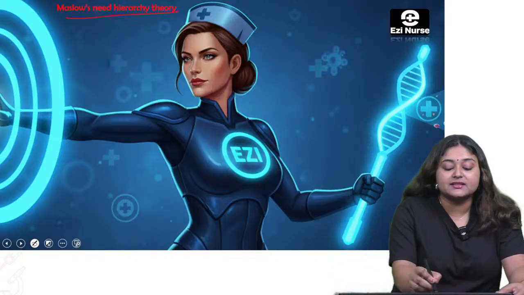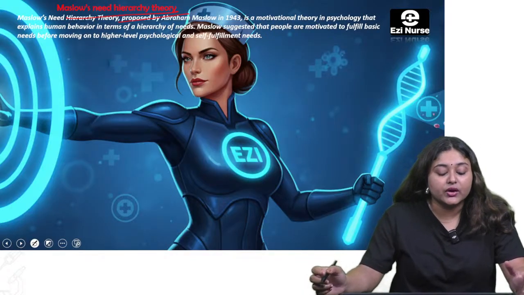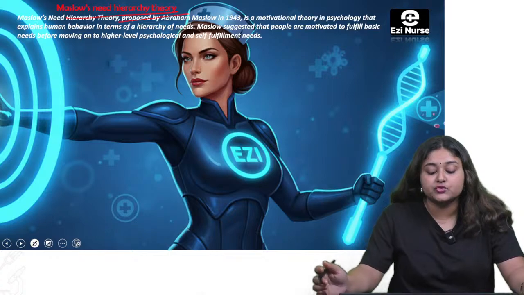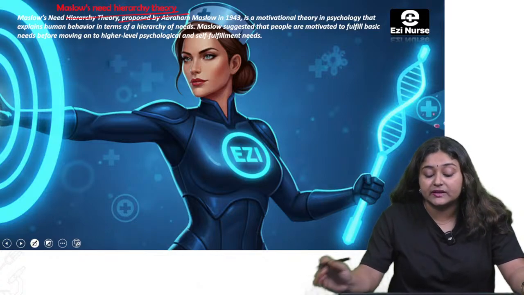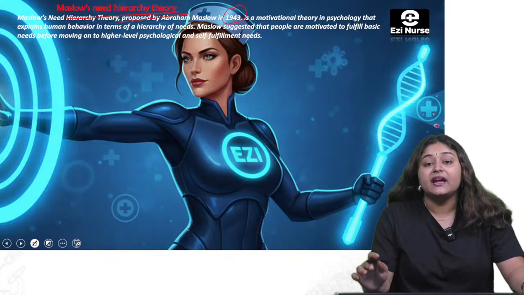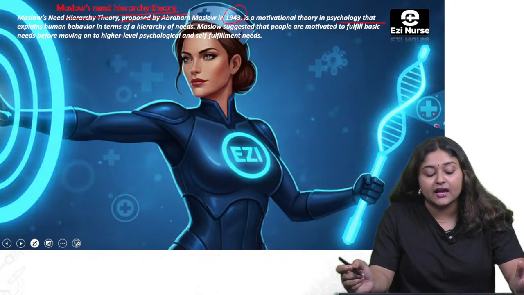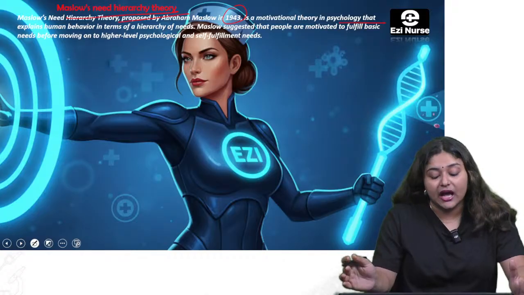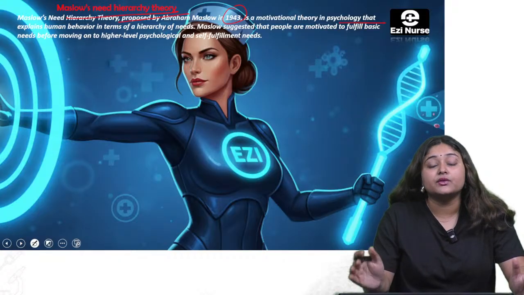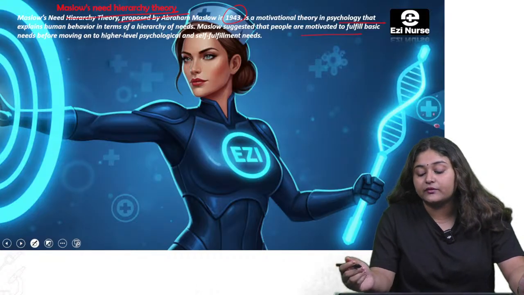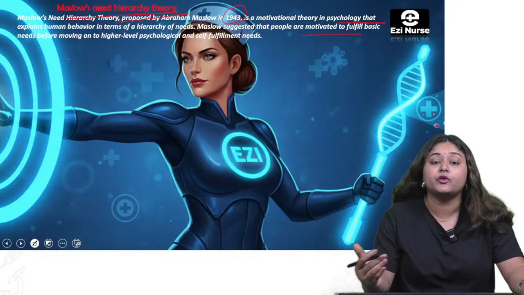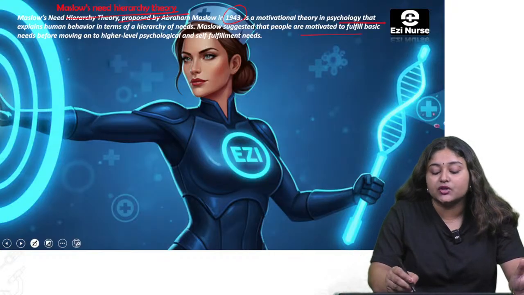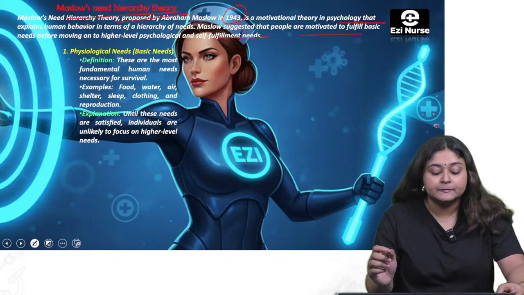Now come to Maslow's need hierarchy theory. So in this Maslow's need hierarchy theory, which was proposed by Abraham Maslow in the year 1943, it is a motivational theory in psychology which mainly explains human behavior in terms of a hierarchy of needs. So Maslow suggested that people are motivated to fulfill the basic needs before moving on to higher level psychological and then self-fulfillment needs.